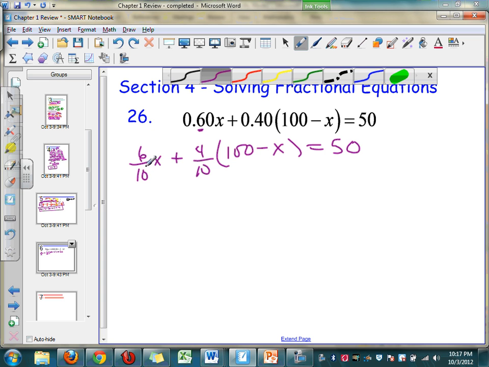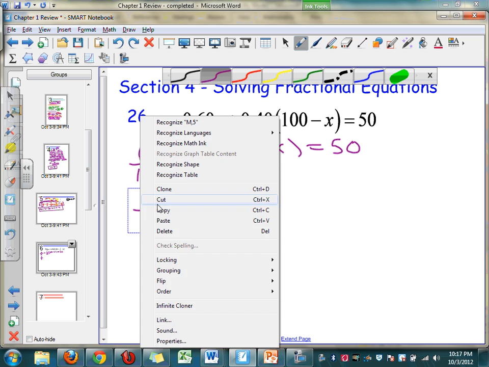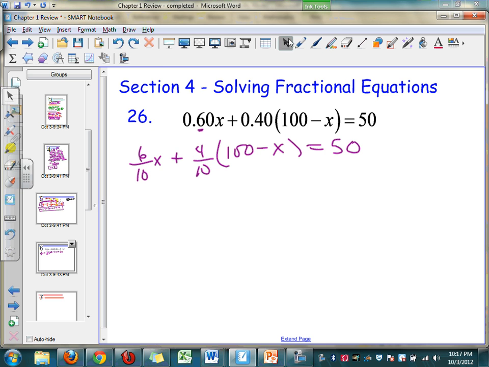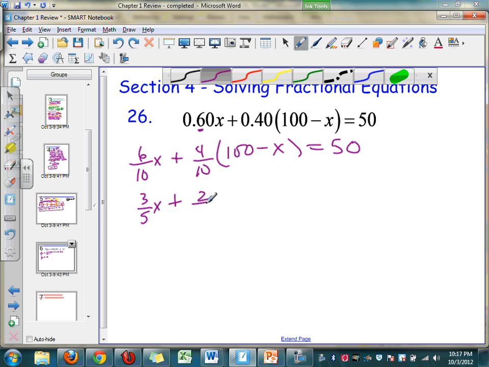Well, they're both even, so 6 divided by 2 is going to be 3. 10 divided by 2 is going to be 5, so 3/5 x. Oopsie, sorry about that. 3/5 x plus 2/5 times 100 minus x is equal to 50. Now again, what is your LCD here? Your LCD is going to be 5.